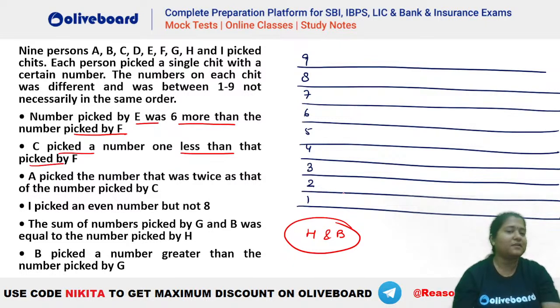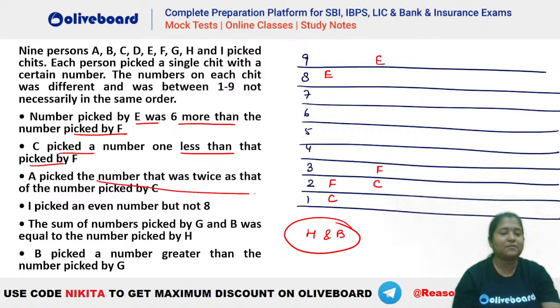So F cannot be the lowest value because you can see that C has to be 1 less than F. Let's say if you take F here, then E has to be 6 more than that picked by F. So E will be this one right here. This is one possibility. And C is 1 less than F, so C has to be this one. Similarly, we can have this also, that is F and C here and E here, right? So either of the two possibilities we can have.